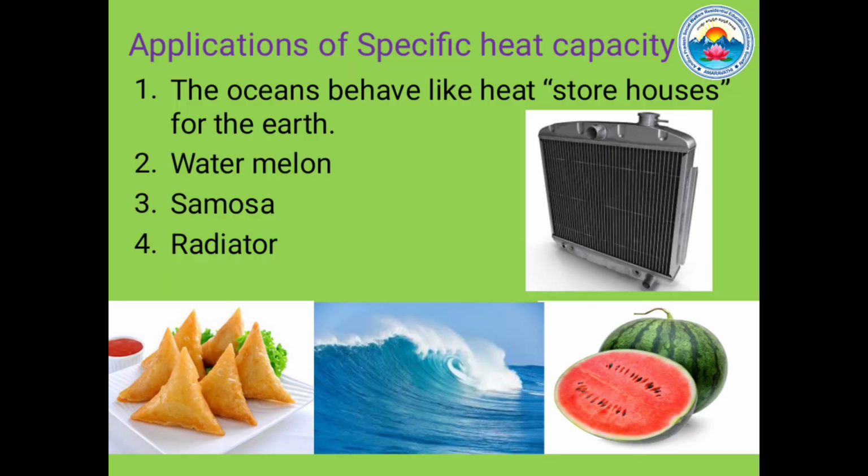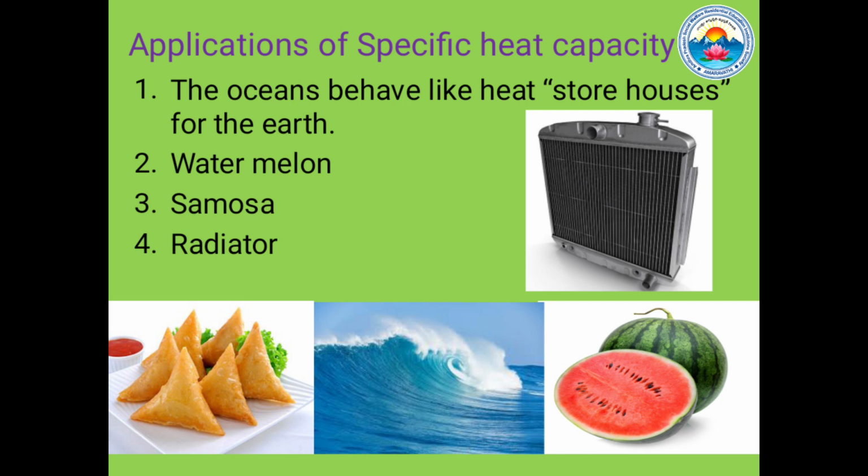Now a very important concept: applications of specific heat in our daily life. Here four applications are there. The first one, see in the figure, is the ocean. The oceans behave like heat storehouses for the earth. The sun delivers a large amount of energy to the earth daily. Already we know that. The water sources on the earth, particularly the oceans, absorb this energy for maintaining a relatively constant temperature. Then the oceans behave like heat storehouses for the earth.